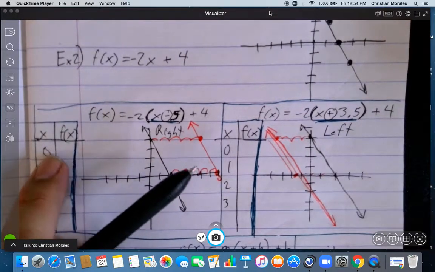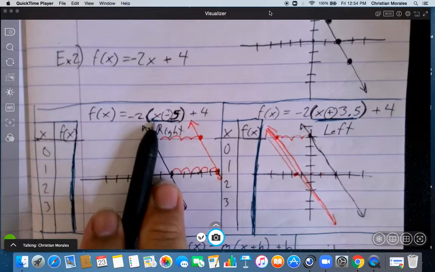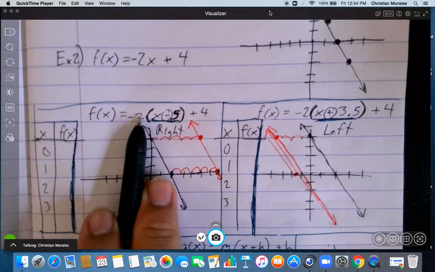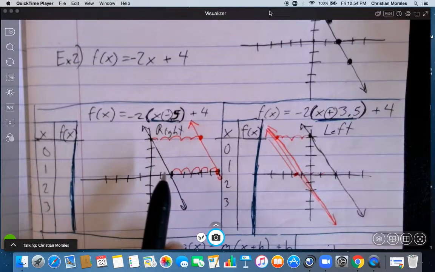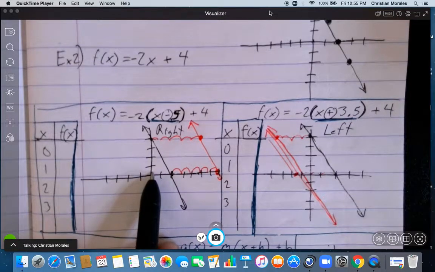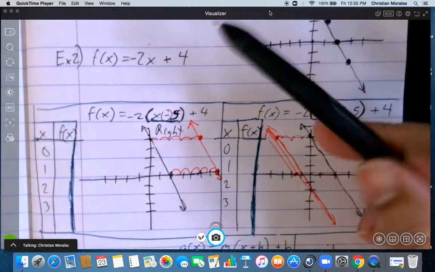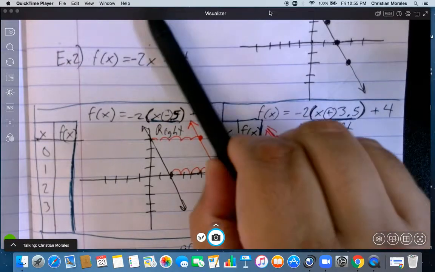If you plug in 0 into here, right? If I'm going to plug 0 into the function, you get -5 times -2 would be 10 plus 14. So 0 and 14 would be way up here. So your starting point would be up here and your line is going this way because it has the same slope.